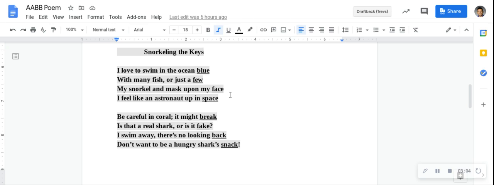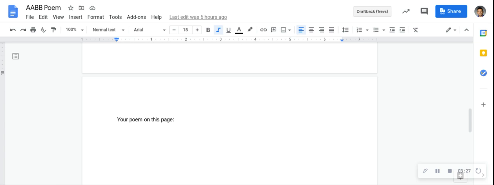Snorkeling the Keys. Here's 2 quatrains. I'd love to live in the ocean blue with many fish or just a few. My snorkel and mask upon my face. I feel like an astronaut up in space. Be careful in coral, it might break. Is that a real shark or is it fake? I swim away, there's no looking back. Don't want to be a hungry shark's snack.